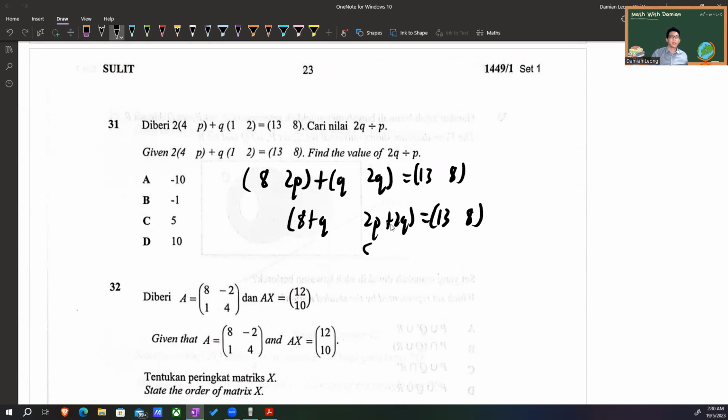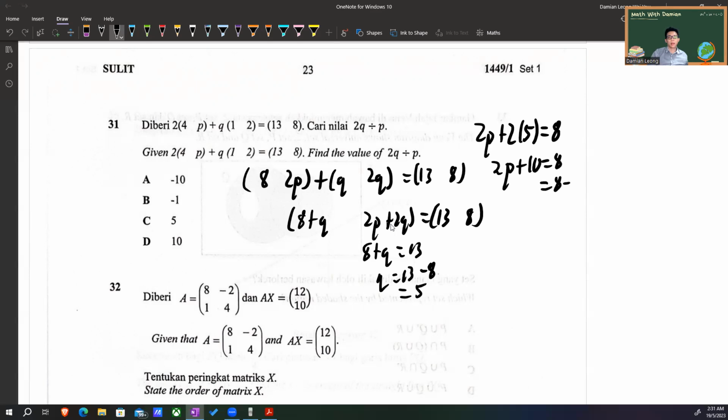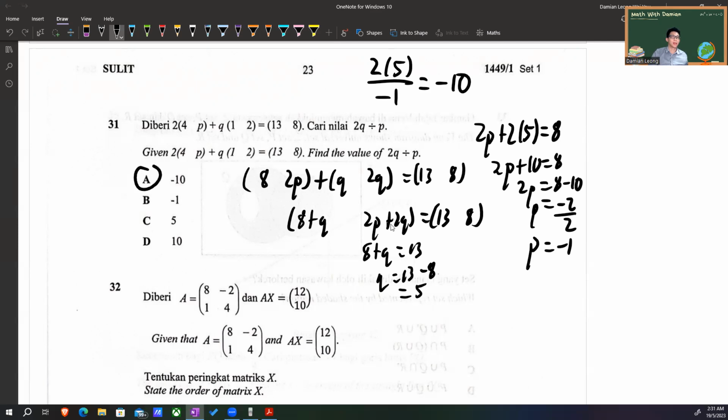So compare separately. 8 plus q is 13. q will be 13 minus 8, 5. Then this one, 2p plus 2q, q I already know is 5, equals 8. 2 times 5, 10. Bring over the 10, minus 10. 2p is 8 minus 10, negative 2. Bring over 2, divide 2. p is negative 1. So I want 2q divided by p. 2 times 5 divided by negative 1, negative 10. Answer A.